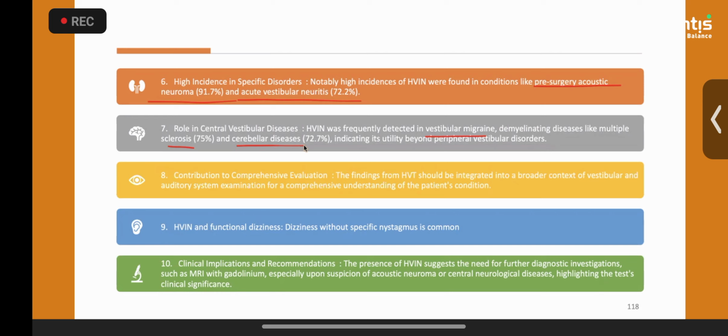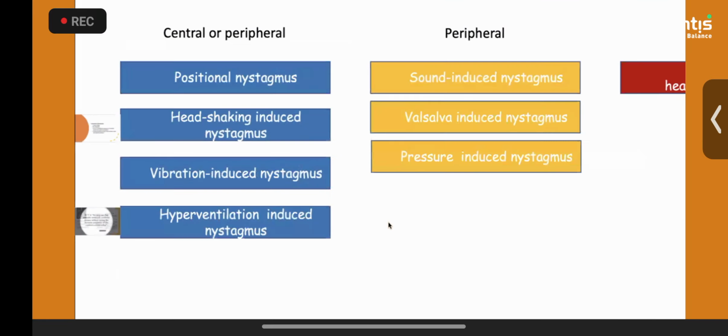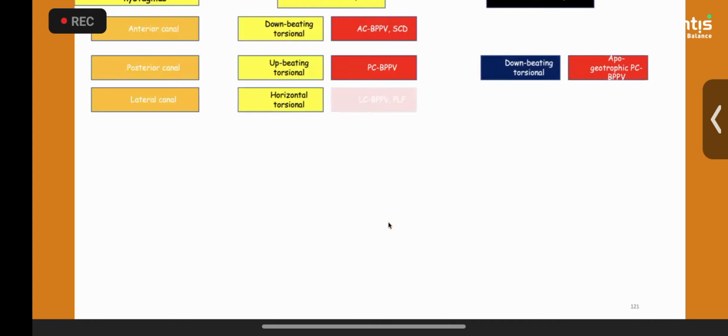So none of the findings can localize by themselves. You have to consider the clinical context. You have to consider other signs to come to a conclusion. So there are a variety of lesions which can show the hyperventilation induced nystagmus. So that is about hyperventilation induced nystagmus, and a short last slide about the peripheral variety of nystagmus.